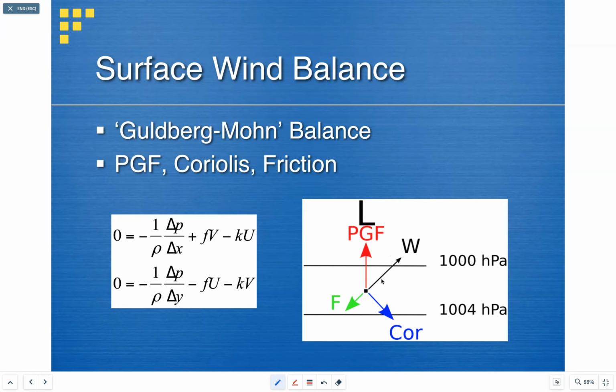And so the way we draw this force balance diagram is, if we know we're at the surface and we know we have friction, we know our wind is going to cross our isobars and go into lows, so we would draw our wind vector crossing our isobars and towards lower pressure. The Coriolis force would always be perpendicular and to the right in the northern hemisphere, and our friction force will always oppose our wind. And that's how we draw this force balance diagram.